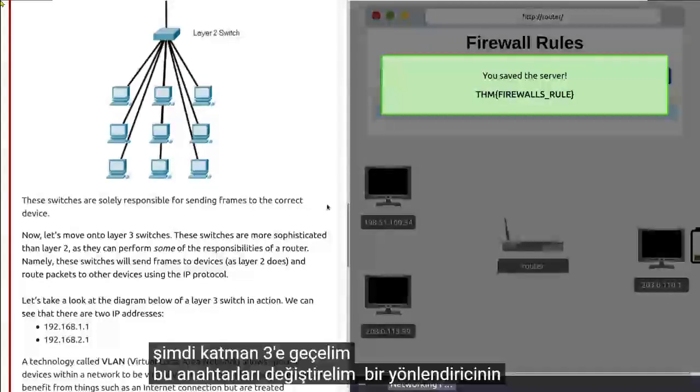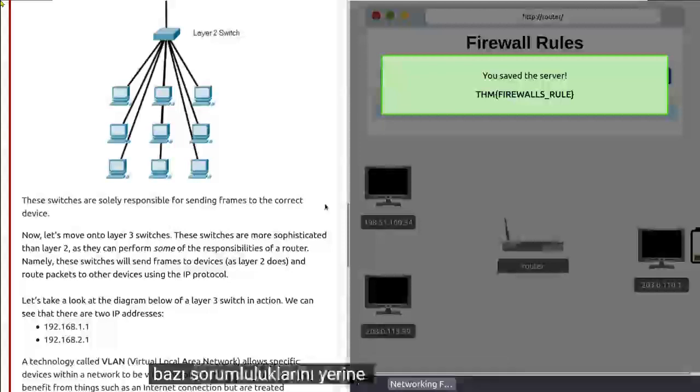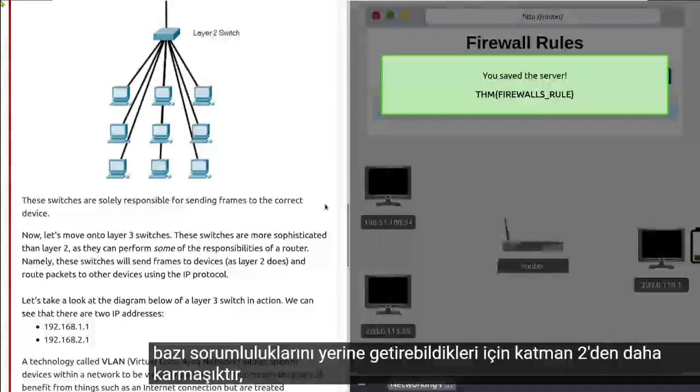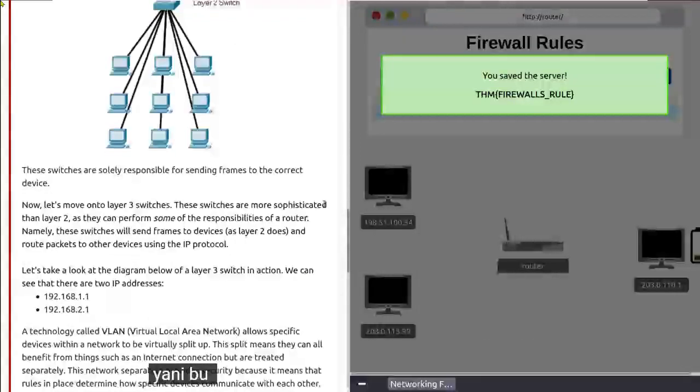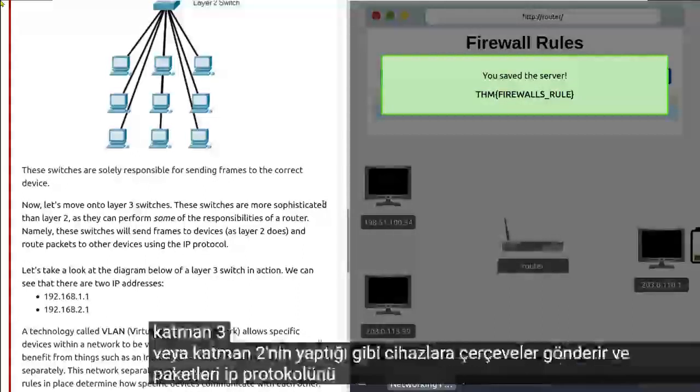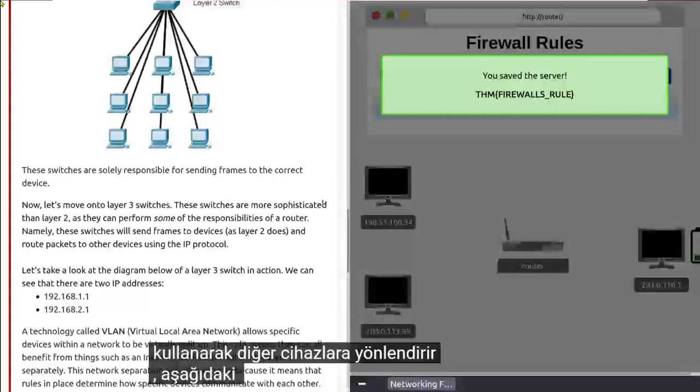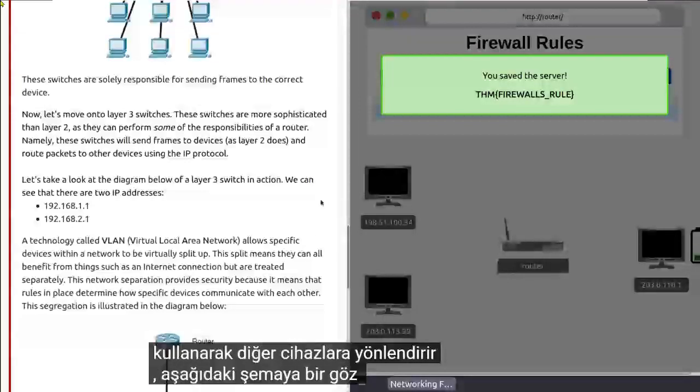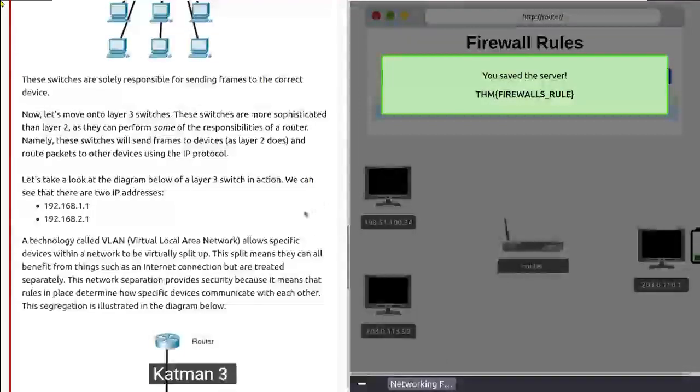These switches are more sophisticated than layer 2, as they can perform some of the responsibilities of a router. Namely, these switches will send frames to devices, as layer 2 does, and route packets to other devices using the IP protocol. Let's take a look at the diagram below of a layer 3 switch in action.